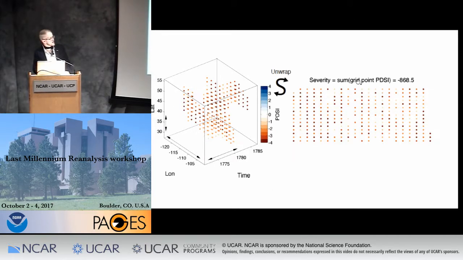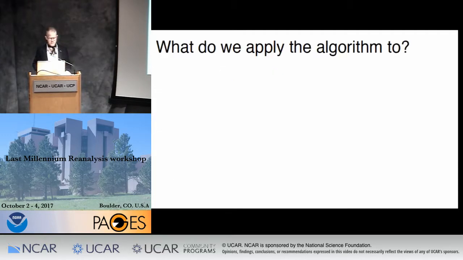So you can imagine just unwrapping these grid points here into a two-dimensional view. I've colored each of the grid points by their PDSI value. Orange is negative, so those are drier conditions. I'm going to define a metric of severity, which is just integrating or summing the PDSI over all of these space-time grid points in a drought. So for this particular drought, it would be about negative 870. So that would be the integrated severity metric that we're going to be using here.